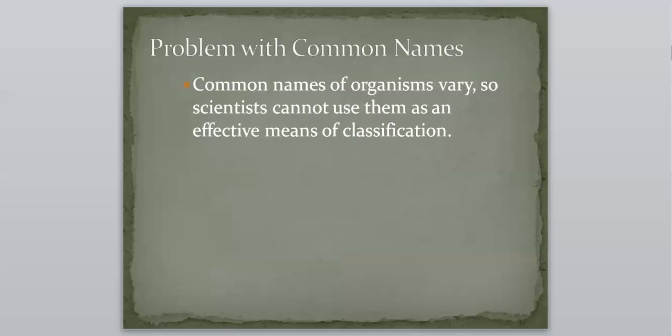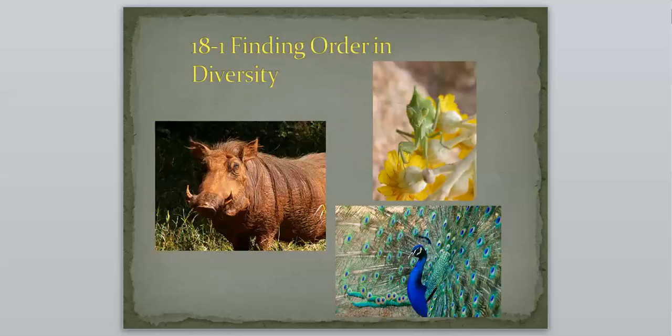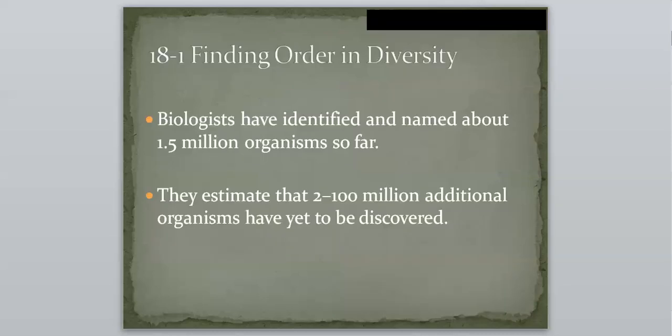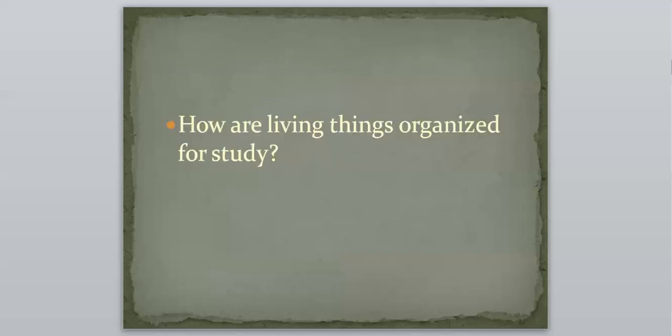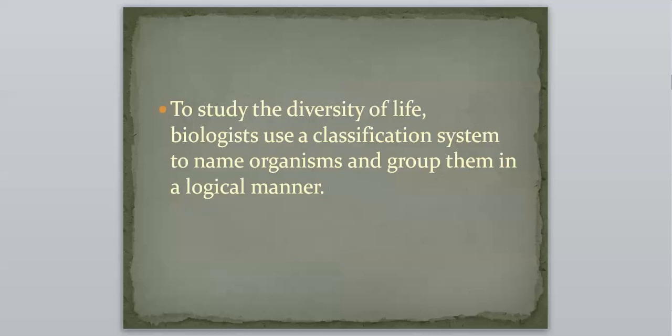So giving things a common name, like a warthog, a praying mantis, or a peacock, that doesn't work. We have different languages all over the world, and even within different regions of our country, people call the same animal different things. So we're not going to use a common name to classify organisms. So how are living things classified or organized to study? Biologists use a classification system to name organisms and group them in a logical manner.